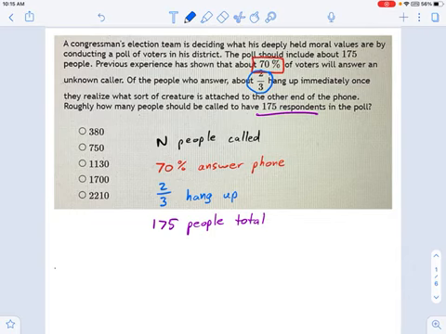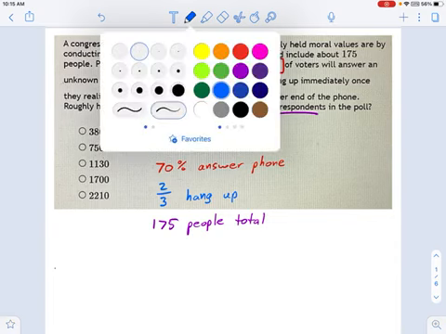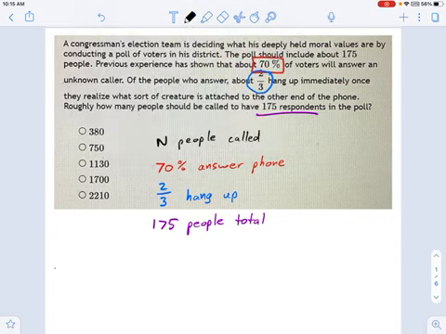So instead of working through this backwards, I want to work through it forwards using a variable called n, and that's just going to be the number of people called. So let's make an equation here. We're going to say n, that's the number of people they call, times what? Well, let's try 70%. N times 70% is the number of people who have answered the phone, okay?